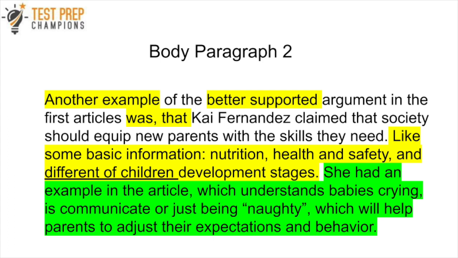And then also I've highlighted your last sentence because I want you to take another look at that sentence as well. So you say she had an example in the article which understands babies crying is communicate or just being naughty, which will help parents to adjust their expectation and behavior. So the reason I want you to take another look at this is because it's not 100% clear what you're meaning to say here. And so it seems to me that the point you're making here is that mandatory training is the stronger position because parents will learn that when babies cry, they are trying to communicate and aren't just trying to be naughty, and that this training will help parents to adjust their expectations and behavior. And so I think that's kind of what you're trying to say here, but I don't think it's 100% clear.